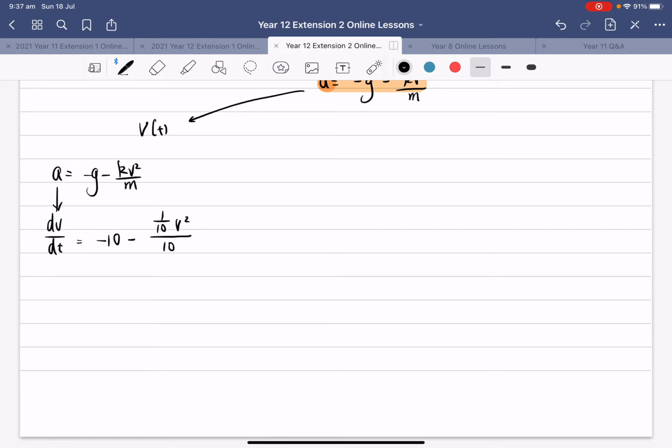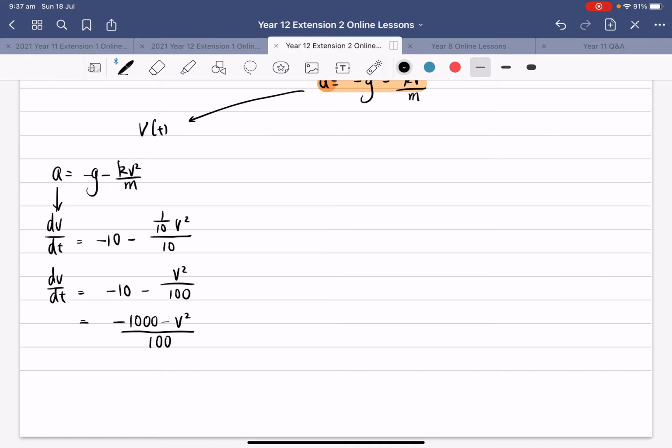Okay, once we have this, then the next step is we just need to integrate the reciprocal. But first, let's simplify the expression here. So minus 10 minus v squared over 100. Then the next step is we need to combine the two fractions together, so that gives you minus 1,000 minus v squared over 100. Okay, so that should work.